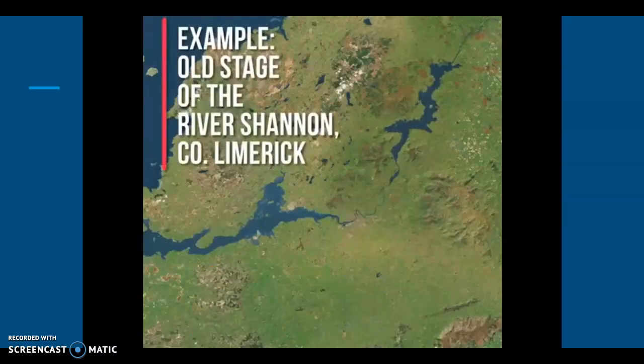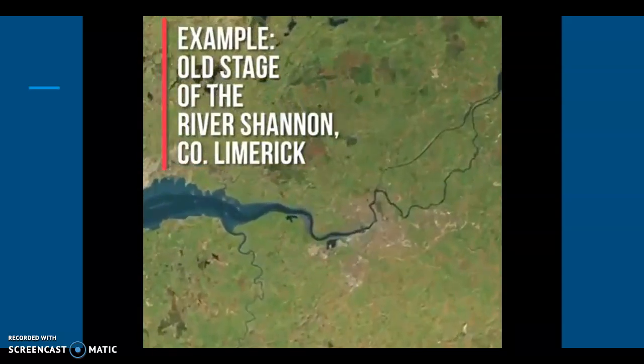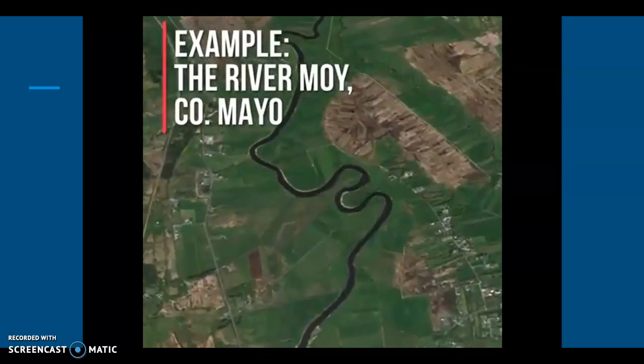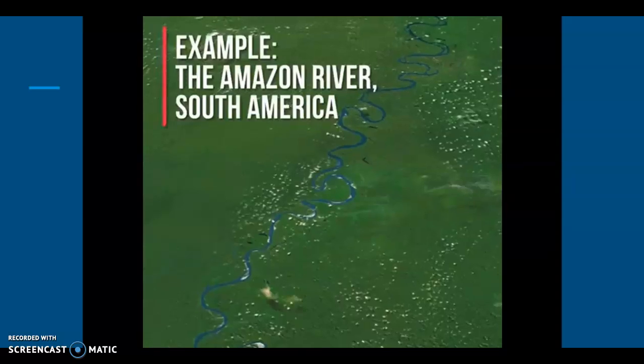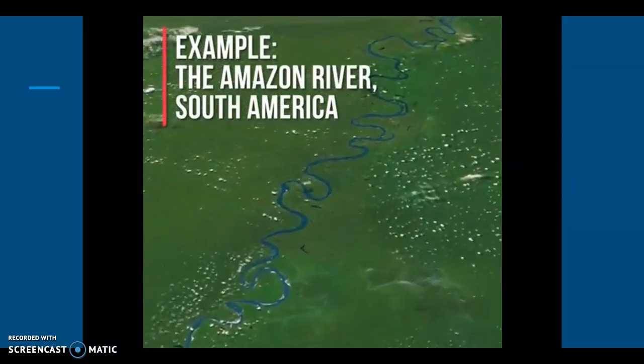Examples of meanders can be seen in the River Shannon in its old stage and the River Moy in County Mayo. The Amazon River in South America also contains many meanders in its floodplain.